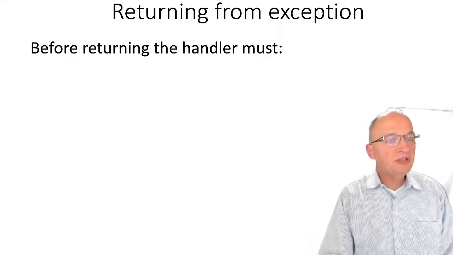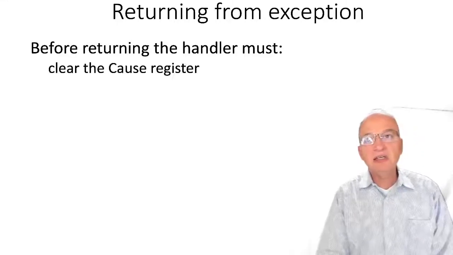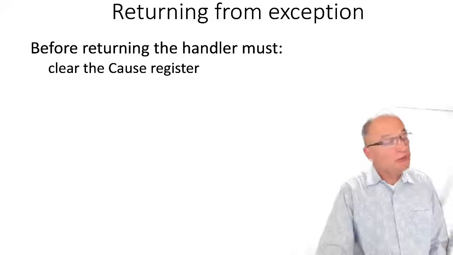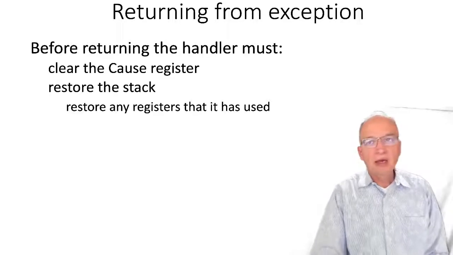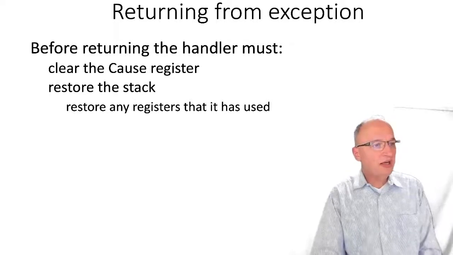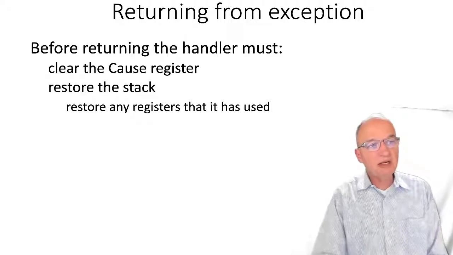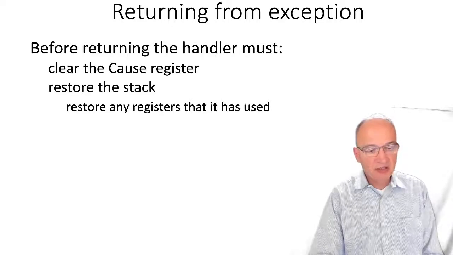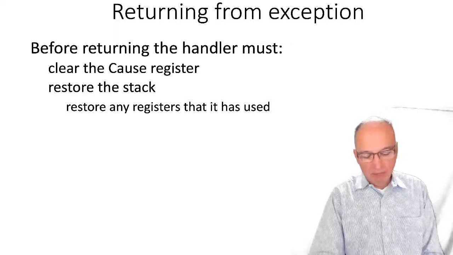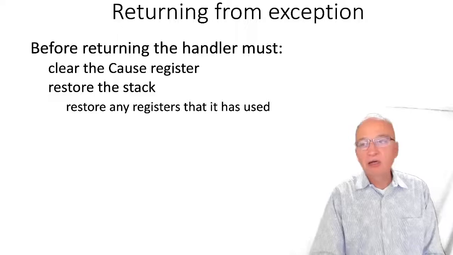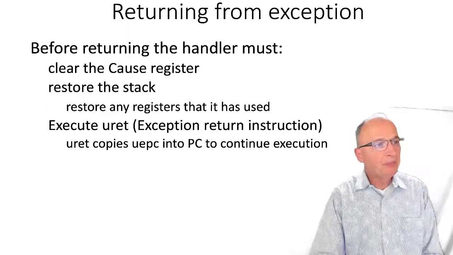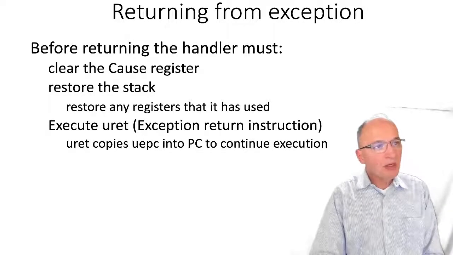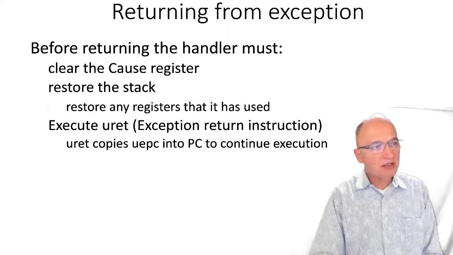Before returning from the exception, the handler must clear the cause register, which we have already done. And then it has to restore the stack, and restore any registers that it has used. In our example, we are not using a stack. What we have to do is restore from that area that we reserved for the handler. So I'm going to restore any registers that it has used.